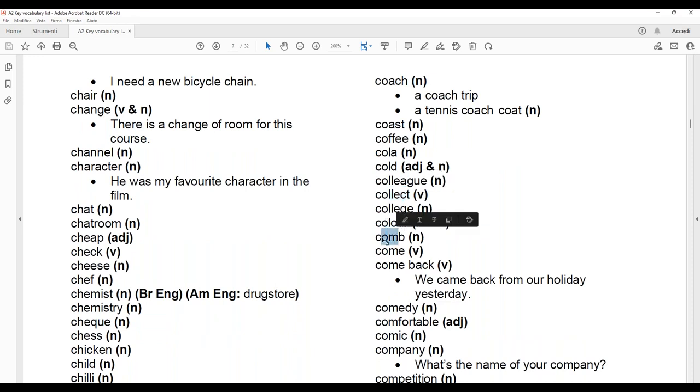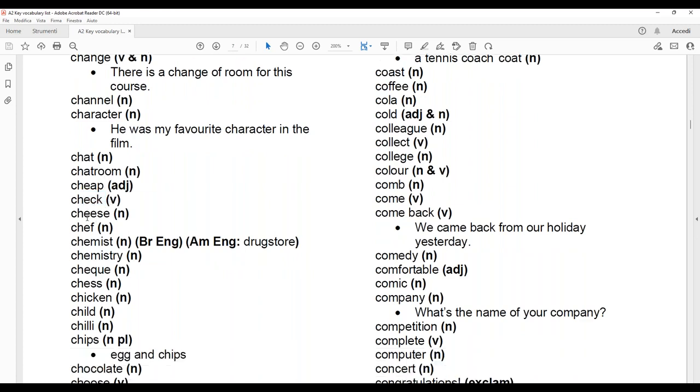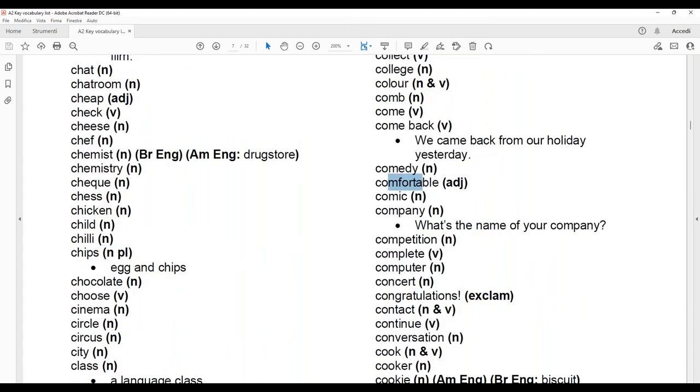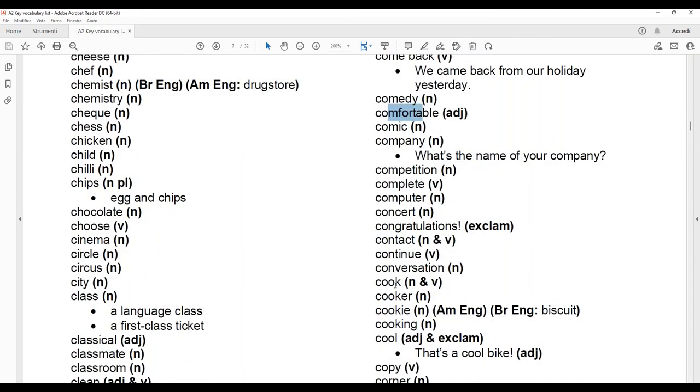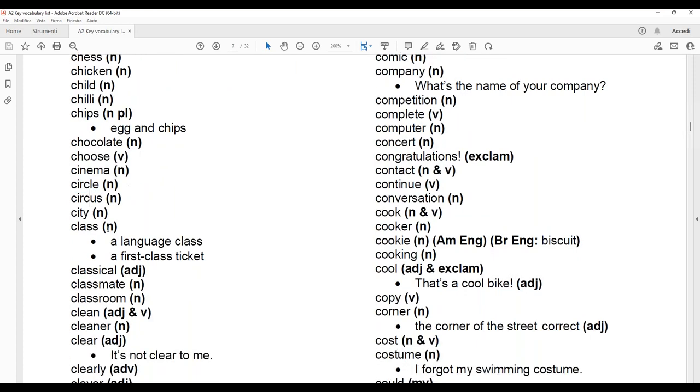Comb, come, è un pettine. Come, venire. Come back, ritornare. Check, può essere controllare, se è un verbo. Cheese, formaggio. Chef. Comfortable, comodo. Comic, company. Complete. Choose. Cook, cooker. Cucinare, cooker, la pentola. Choose, scegliere. Circle, cerchio. Circus, circo.